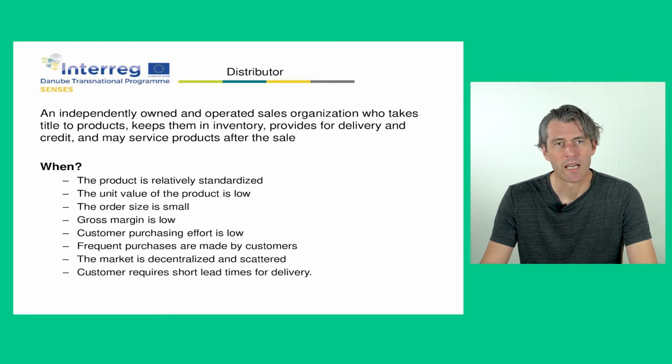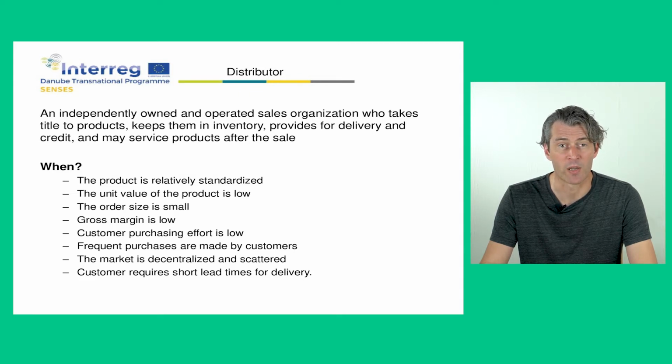The distributor is an independently owned and operated sales organization who takes title of the product, keeps them in their inventory, and provides them for delivery and credit, and may provide after-sales service. We can choose this solution when the product is relatively standardized. The unit value of the product is low. The order size is small. Gross margin is low. Customer purchasing effort is low. When frequent purchases are made by customers, or where the market is decentralized and scattered, or where customers require short lead times for delivery.